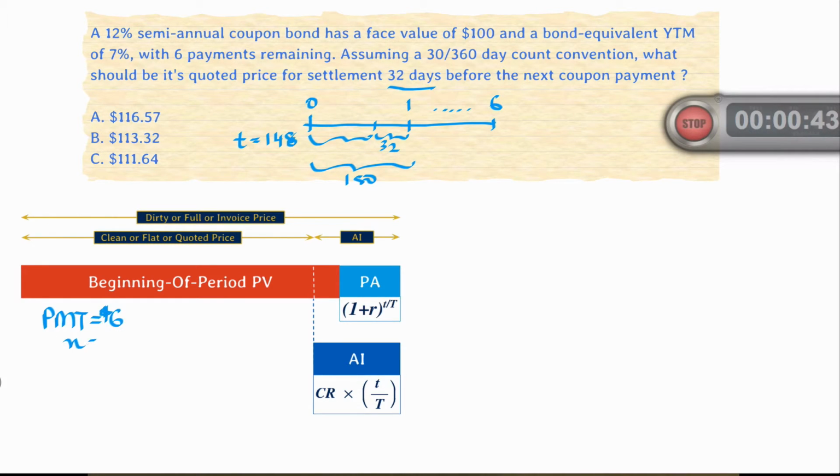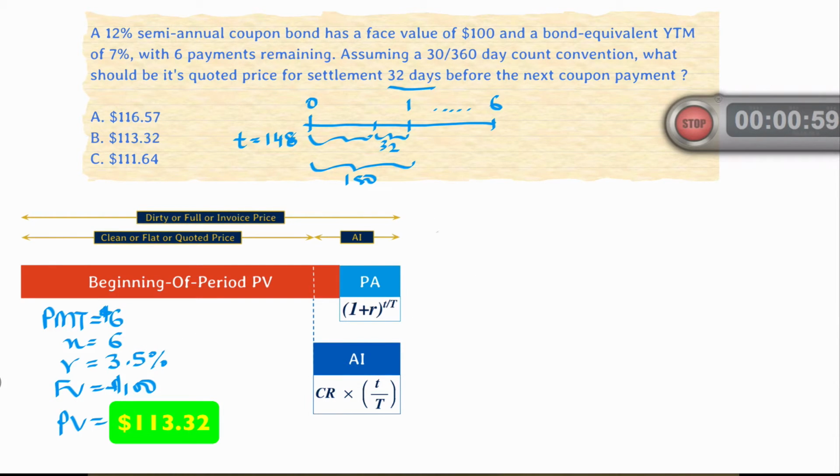Now at this point, it becomes a very simple calculation. So we're going to compute the value of the bond as of the last coupon date, where the coupon payment is $6. There are 6 remaining payments. R is 3.5%, which is half the bond equivalent 7% given. And the future value of this bond is $100. So the present value turns out to be $113.32.